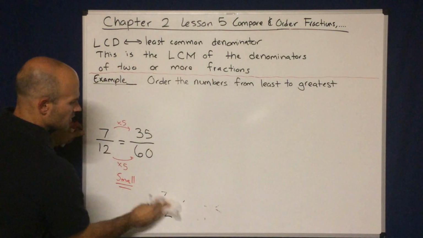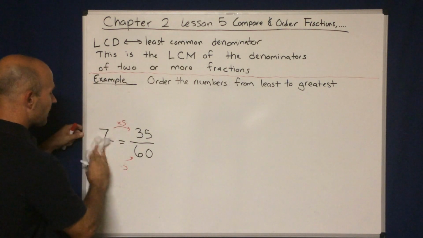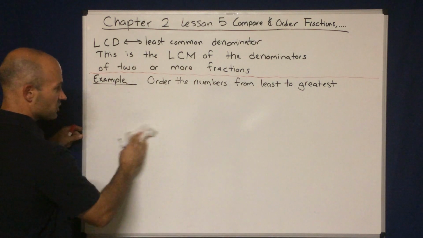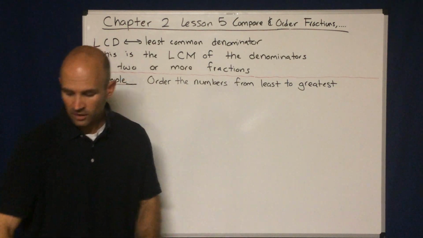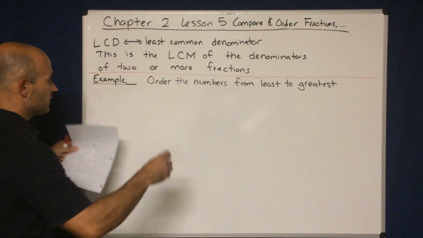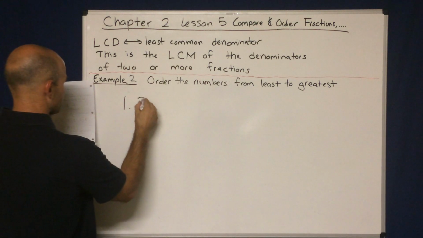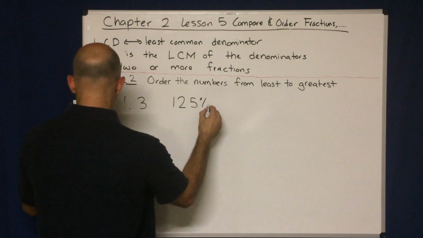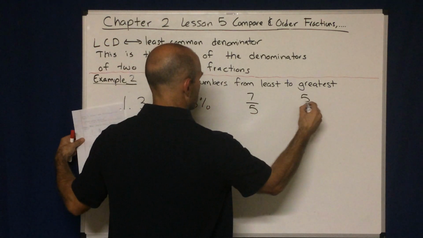So when you're comparing fractions with, say, percents or decimals, it might be a good idea, this is not always the case, but following the book's suggestion and following the way I'm going to do the problem, it might be a good idea just to convert everything to a decimal. And then the comparisons can be a bit easier. So we're going to order these numbers from least to greatest again. This is our second example. And we'll do 1.3, say, and then 125%, and then 7 over 5, and 5 over 4.